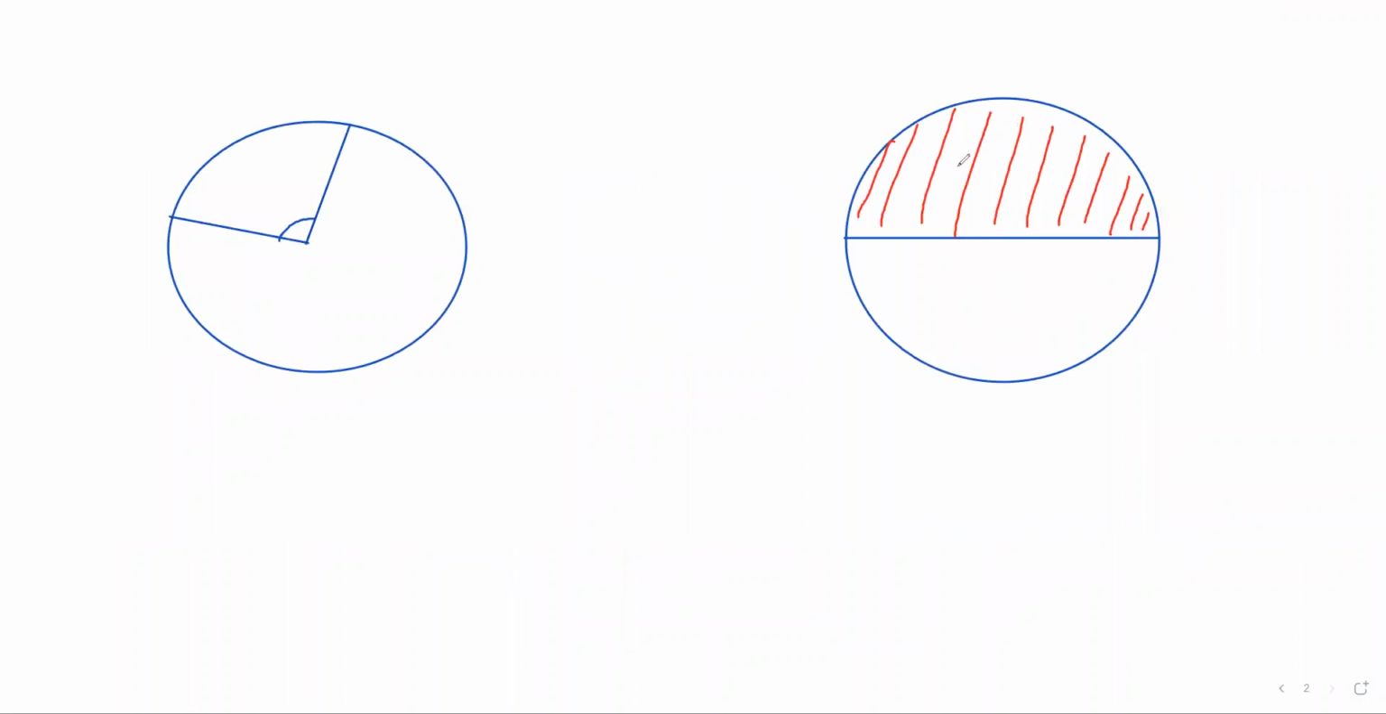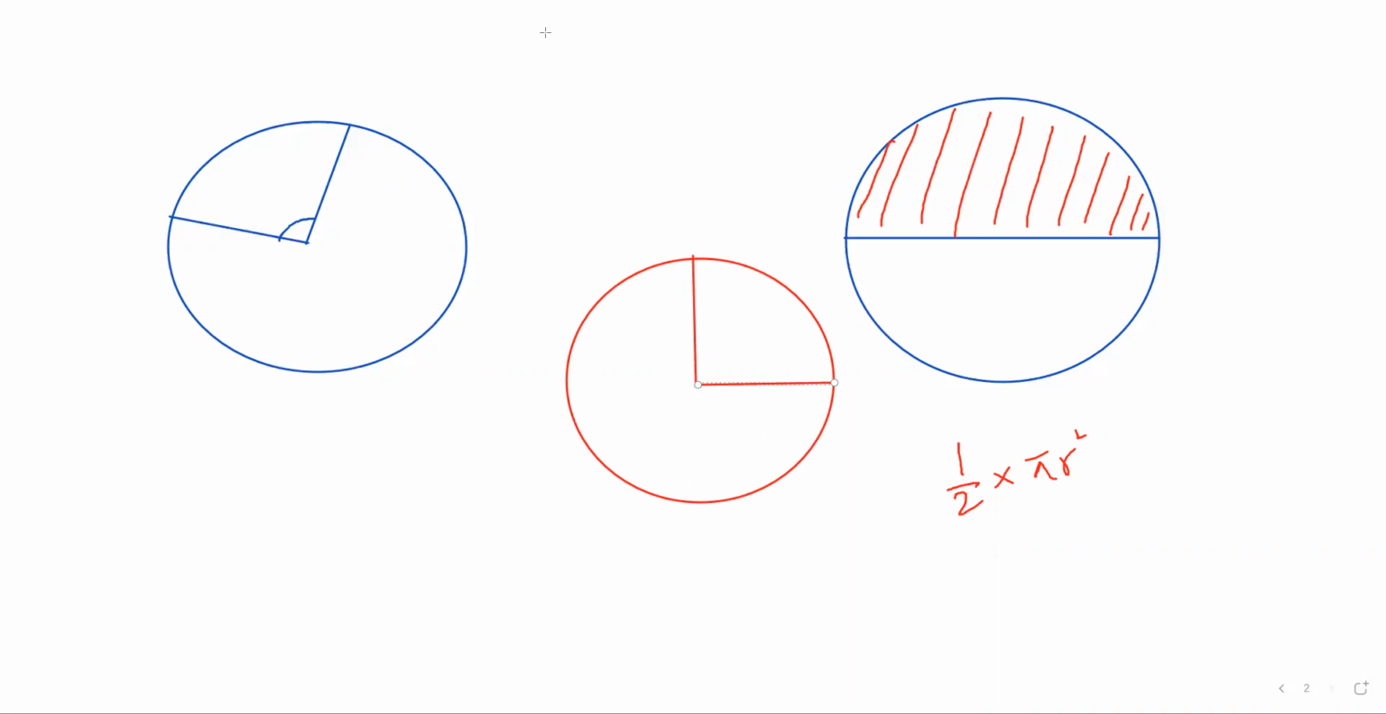The area of this semicircle is basically half of pi r square. This is half of pi r square. And if you have to find the area of the quarter of a circle, that is basically going to be like this and then this. So that is quarter of pi r square. Now this is half pi r square. Basically, we can also write it as 180 over 360 into pi r square.